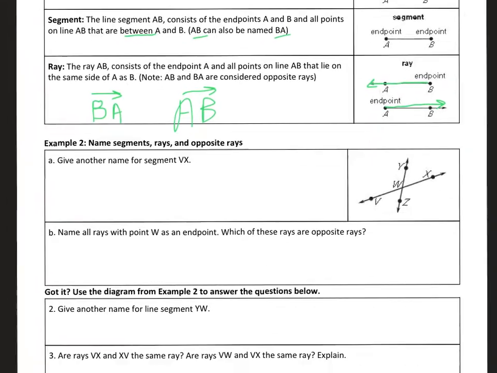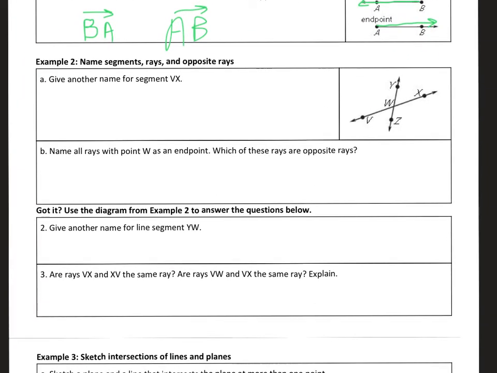So in example 2, we're going to give another name for segment VX. I think a pretty simple way to give another name for segment VX is XV. Just flip around the letters because that doesn't change the endpoints, okay? But we have to name it using the endpoints. We can't name it WX. That's a different segment. In part B, it says name all rays with point W as an endpoint.